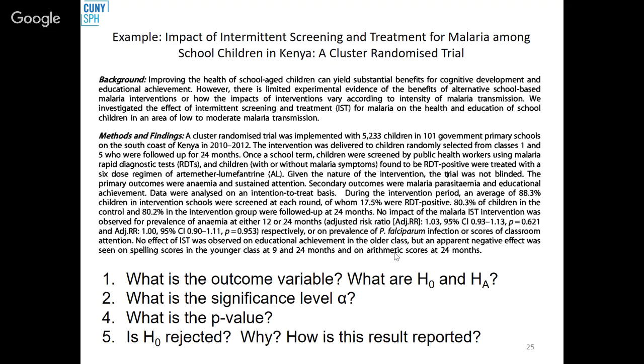Outcome variables are the variables of interest, and they're variables. So just like all of the variables we learned in the first couple of classes, it's things like those. So in this case, anemia, educational attainment. Let's say for anemia, what are H0 and HA? This time you'll have to say it in words.